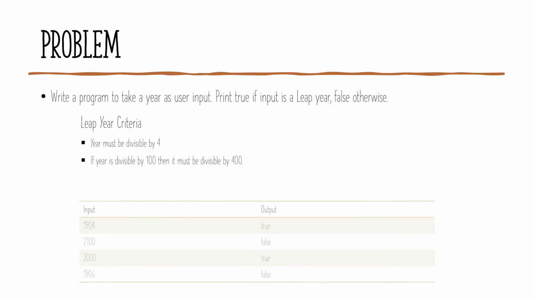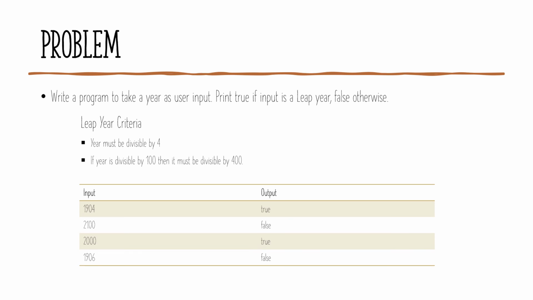Example 1, 1904 is a leap year as it's divisible by 4. 2100 is not a leap year as it's divisible by 100 but not divisible by 400. Year 2000 is a leap year as it's divisible by 400 and 100. 1906 is not a leap year as it's not divisible by 4.